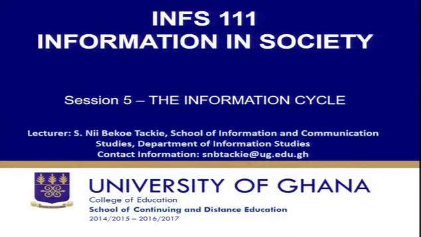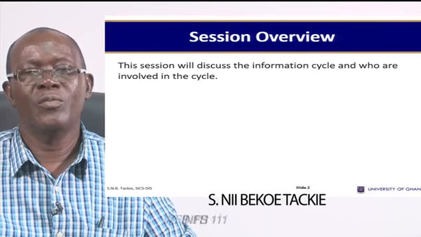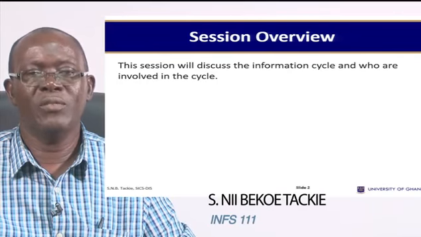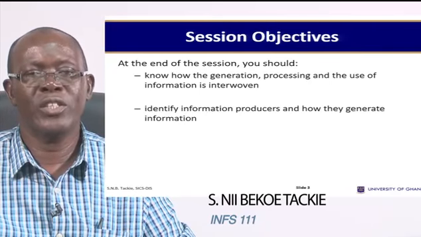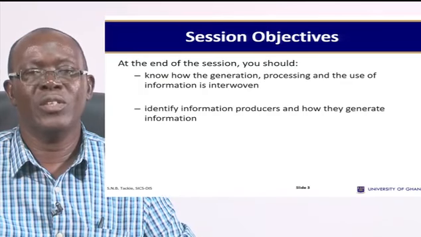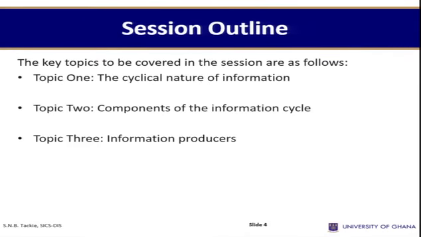Welcome to session 5 of the discussion, and in session 5 we'll be looking at the information cycle. We'll be discussing the information cycle and who is involved in the cycle. The objectives we hope to achieve are that by the end of the discussion you will know how generation, processing, and the use of information is interwoven. Then you'll be able to identify information producers and how they generate information.